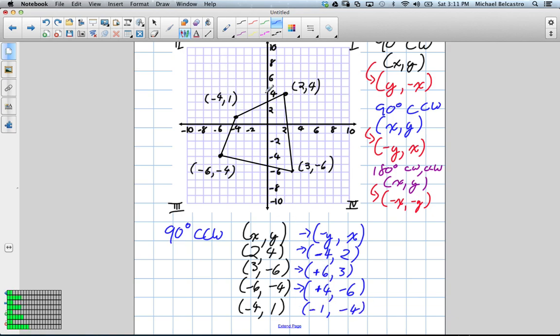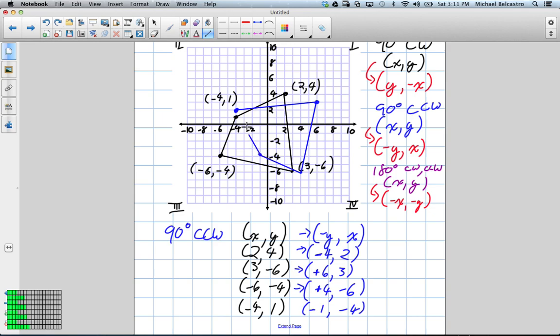Good. So now we plot these coordinates. We get negative 4, 2 as one coordinate. 6 and 3 as 1. Negative 1, negative 4. And 4, negative 6. I kind of did those out of order, but that's fine. Good. Still blue. So we connect them all.